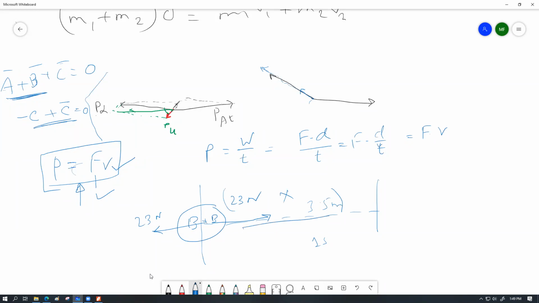And if you do the division of force into displacement divided by time, you basically get the power. So that's basically what we're doing over here. Total work done in 1 second divided by 1 second. Or in other terms, I can simply say we are multiplying force into velocity, which also perfectly makes sense.